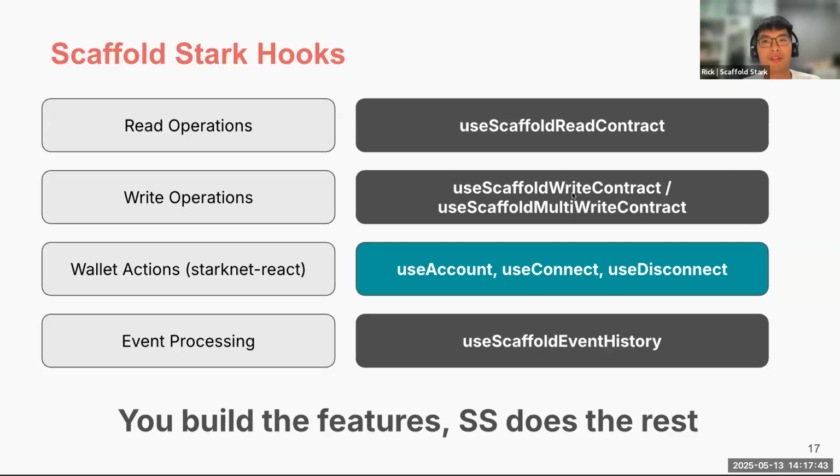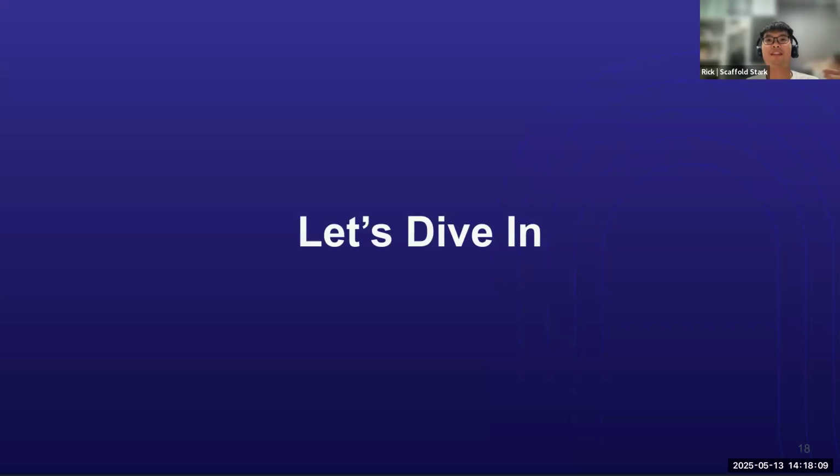One thing that we have that is not available in Starknet React is event history tracking. For example, if your contract emits events like the transfer event or other events, you can use Scaffold event history to listen to these events and get your contract's logs, and do some data processing or indexing from there. So in the end, you build the features and Scaffold Stark does the rest. Without further ado, let's dive into how we actually do things in Scaffold Stark.